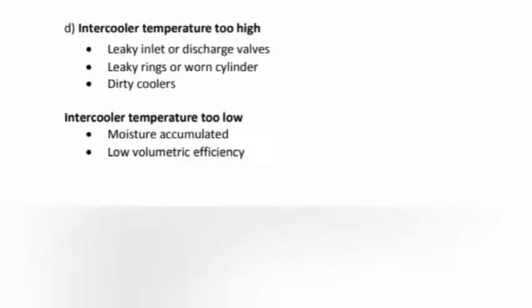If the intercooler temperature is too high, the following possible indications would help a watchkeeper detect it. Number 1, leaky inlet or discharge valve. Number 2, leaky rings or worn cylinders. Number 3, dirty coolers. Also, if the intercooler temperature is too low, the following indications can also help a watchkeeper detect it. Number 1, moisture accumulation. Number 2, low volumetric efficiency.